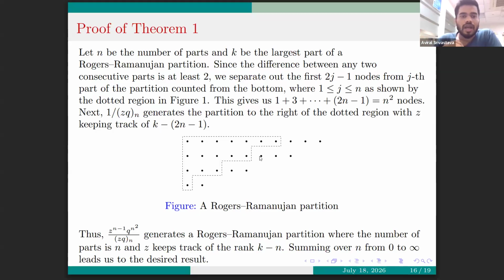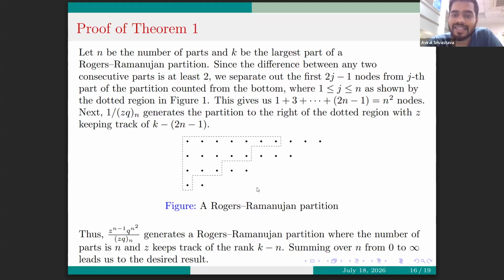Okay. And now if you see the remaining nodes of this partition, we can generate them by using 1 over (zq)_n, where the dotted region will contribute to the power k minus 2n minus 1 for this z. And to see that, you see this partition which is not covered in the boundary.